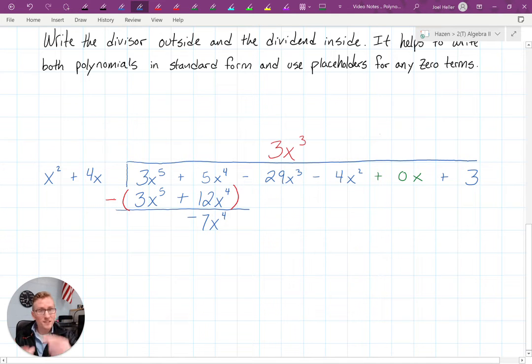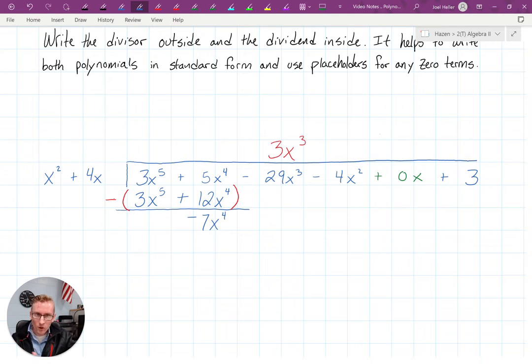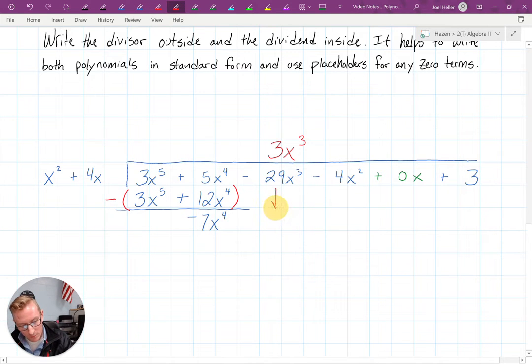And then what we're going to do is the exact same thing that we did with the long division algorithm from back in elementary school. We're going to take the next term and bring that next term down. So I've got minus 29x cubed. And then after I brought that term down, I'm just going to repeat that exact process.